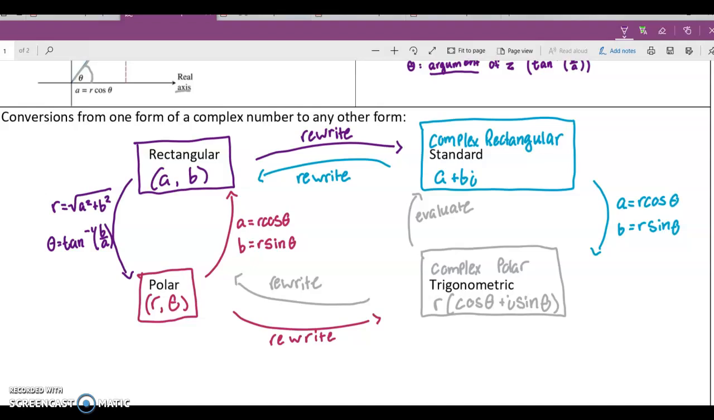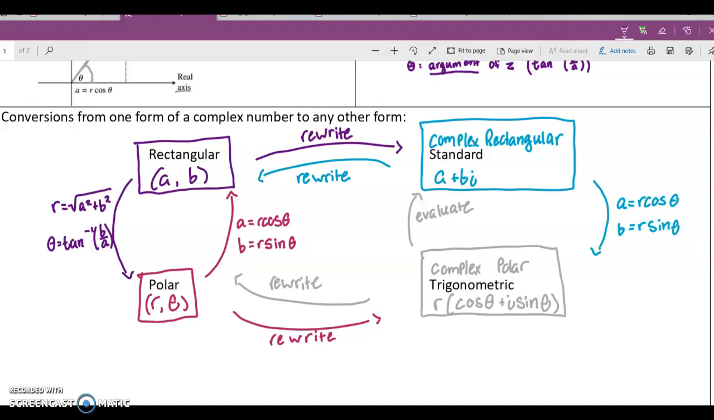We've already done a lot of converting between rectangular and polar, so hopefully you guys are okay with that. With polar and trigonometric, your r and your theta stay the same, so you just rewrite these as you can, okay? So r and theta stay the same. When you are going from complex rectangular or standard form to trig, your a is equal to r cosine theta, your b is equal to r sine theta, and then to get from trig to standard, you just evaluate this.